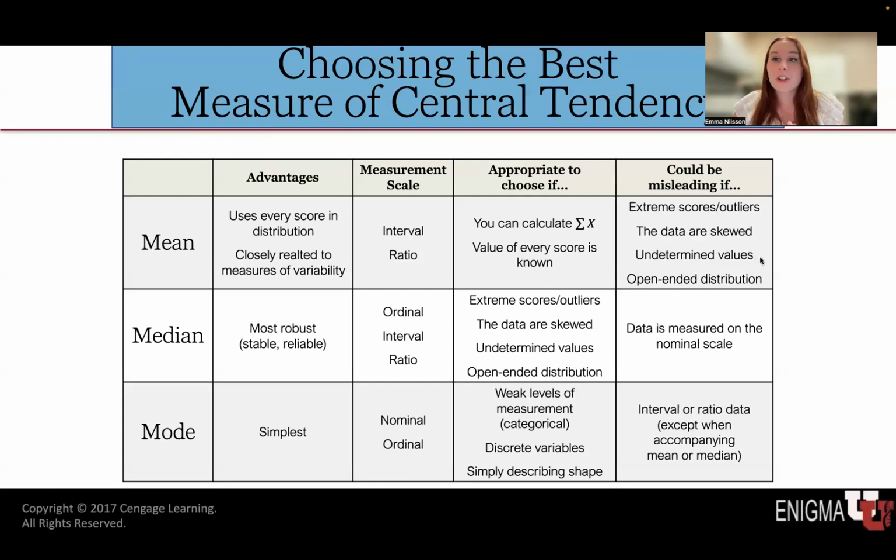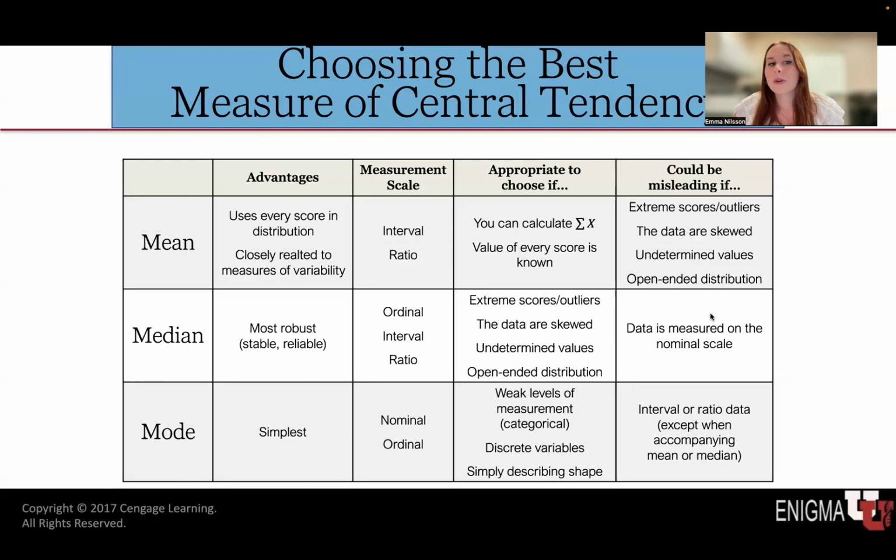If you have any undetermined values, so if you occasionally have a situation where an individual is going to have an unknown or an undetermined score, for example, if you're measuring the number of errors or if someone did not complete their task and you don't have a value for them, you can't use the mean because it's impossible to compute a mean with an undetermined value, right? So in that case, you would also have to use the median.